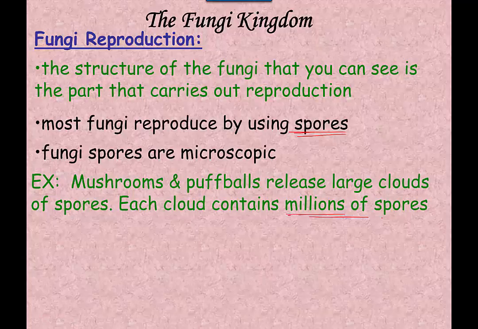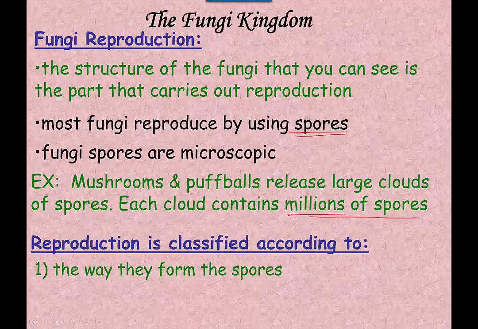So if we think about this in terms of what we know about natural selection, why do you think that fungi would have to have millions of spores in order to survive? Think about that for a minute and come up with a good answer as to why fungi have to have millions of spores when they reproduce.